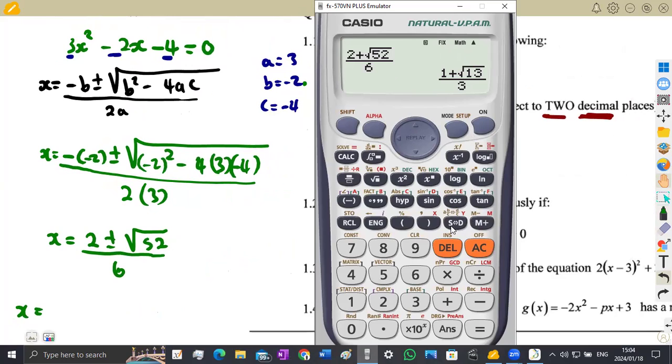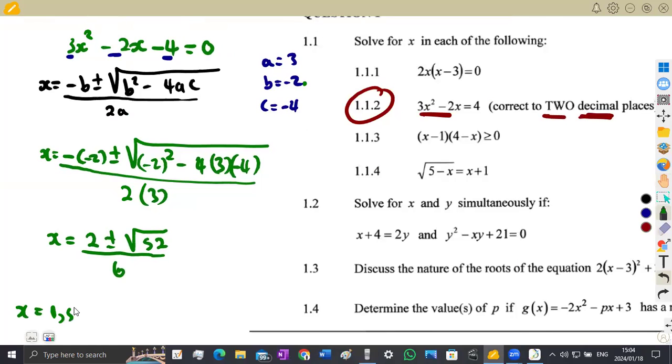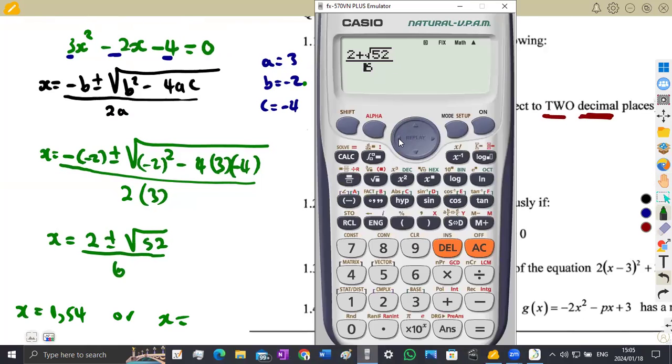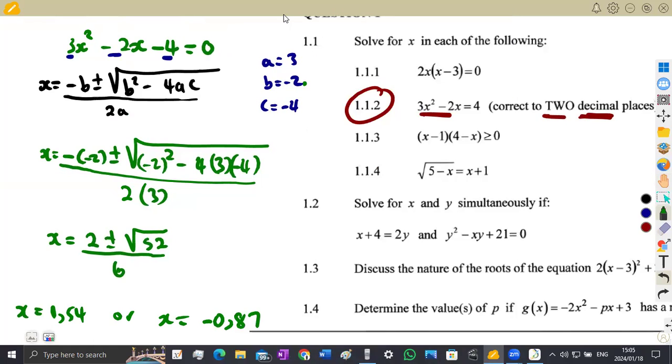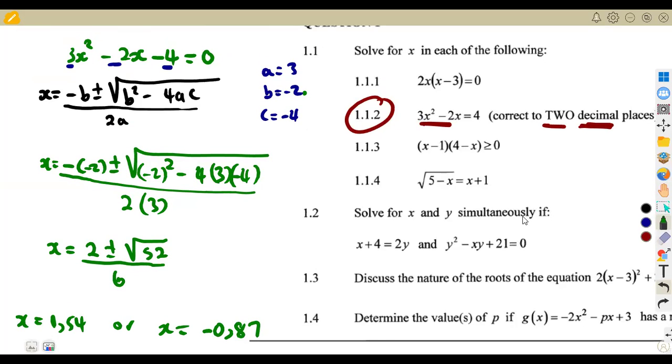So you're going to press this again, S-D, so that it changes to a decimal. So that's 1.54 to 2 decimal places. So you're going to get 1.54 in this case, or x is equal to what? We're just going to change this and put a negative in place of this plus. That is going to be negative 0.87 directly to 2 decimal places. That is how we can fix our calculator. You can fix your calculator to any decimal place, 2 decimal places, 3 decimal places, whatever, depending on what you're given in that particular question.